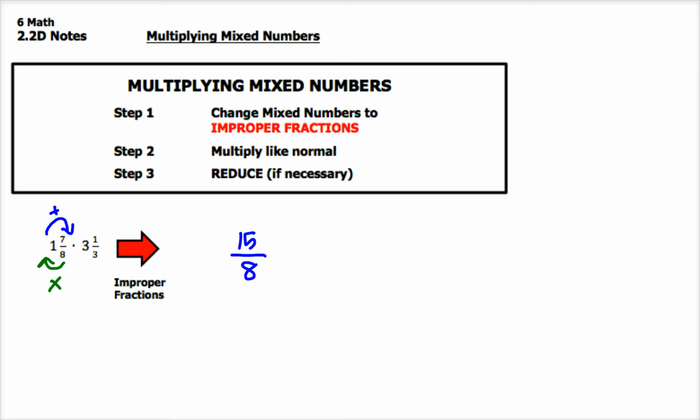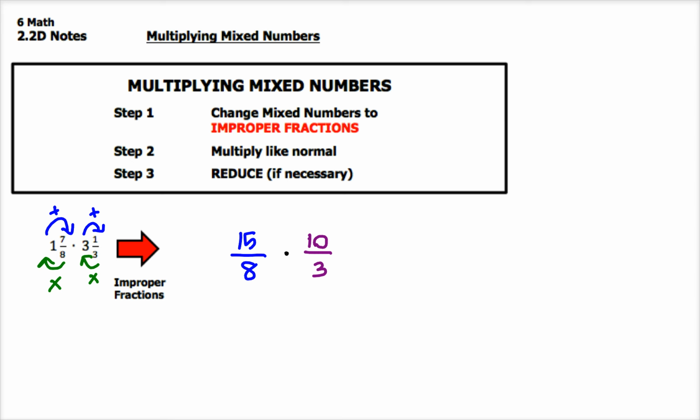Then I'm going to do the same thing for my mixed number of 3 and 1/3. So again, I'm going to multiply your denominator times the whole number, 3 times 3, which is 9. And then I'll add in my numerator, 1. So 9 plus 1 will give me 10. And so this becomes the improper fraction 10 over the denominator of 3.